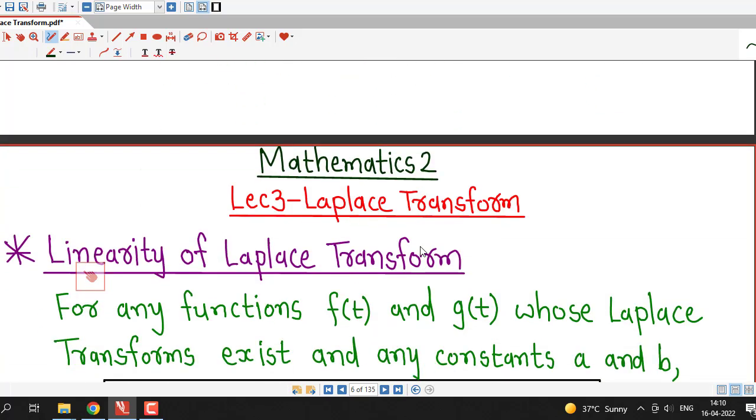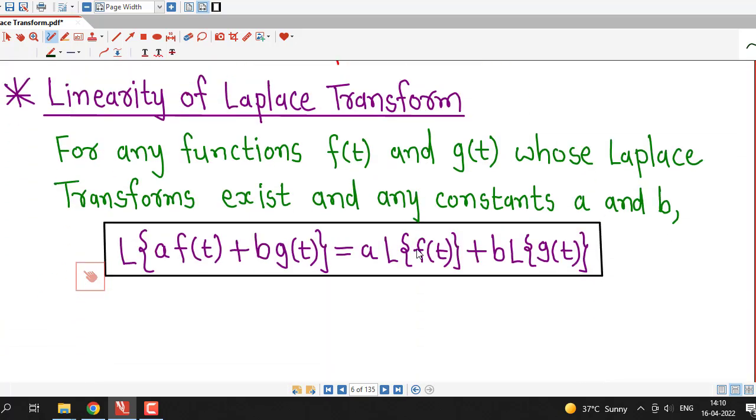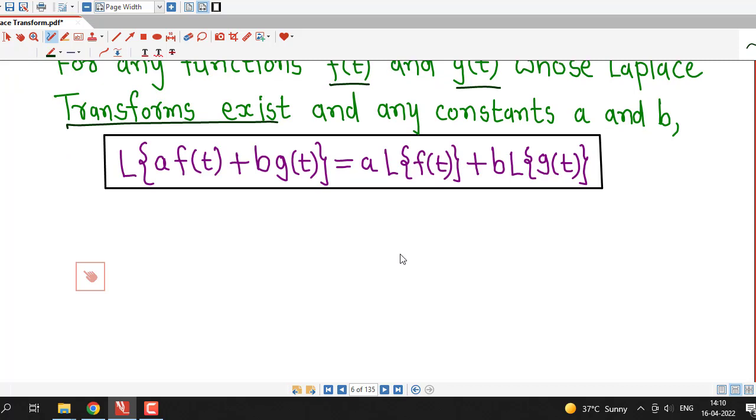So we can prove this property. Before that, we have written this property here, the linearity property of Laplace transform. For any functions f of t and g of t whose Laplace transforms exist, and for any constants a and b, the Laplace transform of a f of t plus b g of t equals a times the Laplace transform of f of t plus b times the Laplace transform of g of t. We can prove this linearity property simply using the definition of Laplace transform.